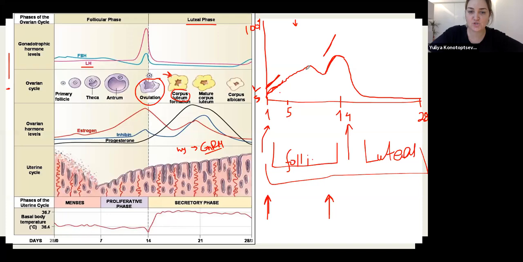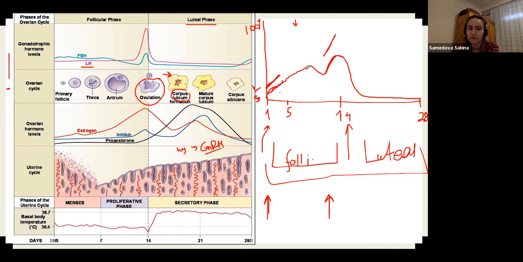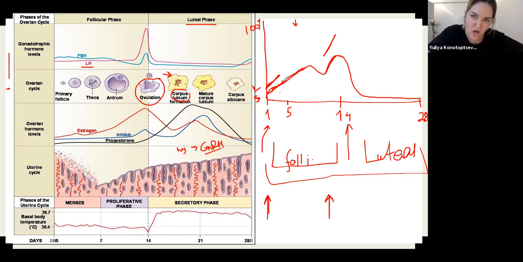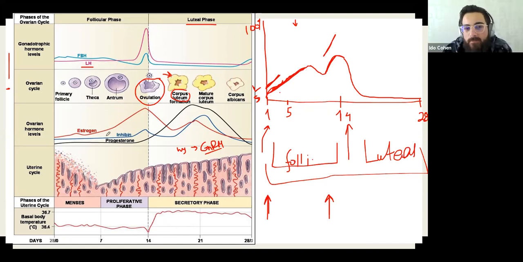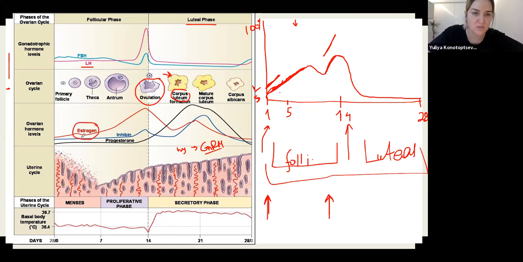Another function of FSH is to bind to theca interna. So theca interna can produce estrogen precursor, right? Who will take up this estrogen precursor? Granulosa cells, and these granulosa cells are going to convert estrogen precursor to estrogen. So if FSH is rising, which other hormone should be rising as well? Estrogen. As you can see, estrogen is spiking during the follicular phase as well.